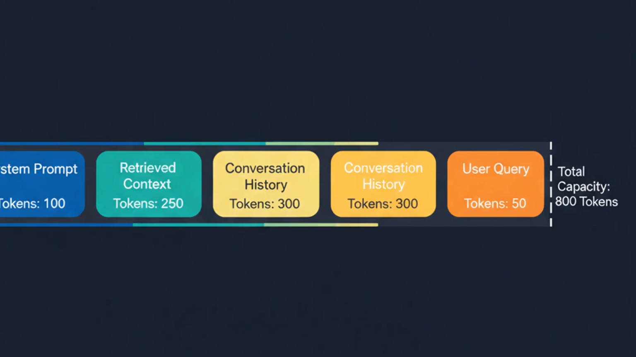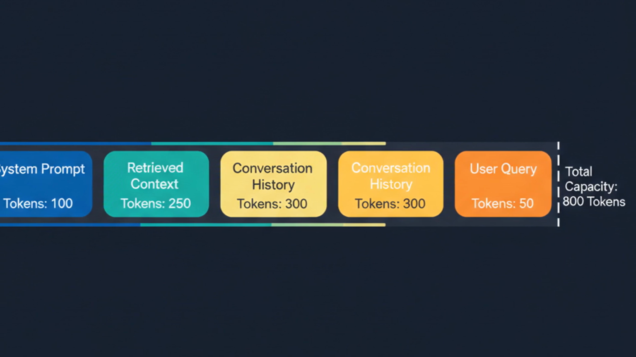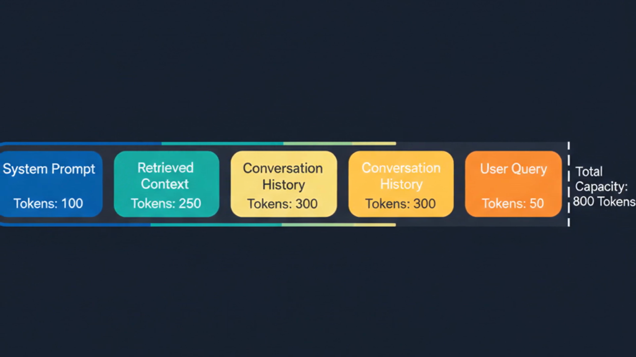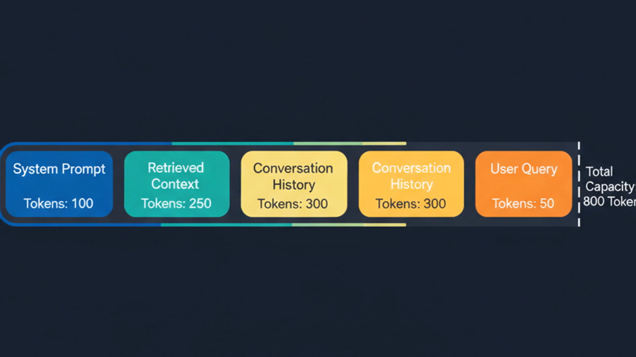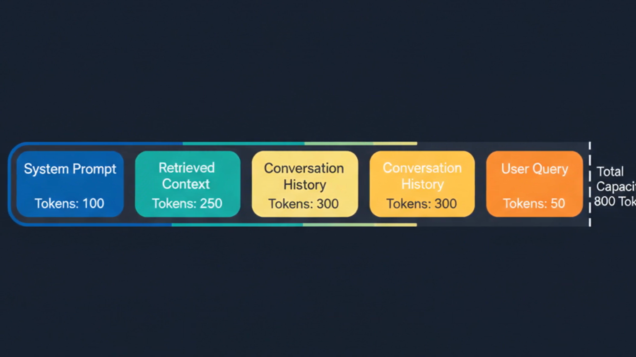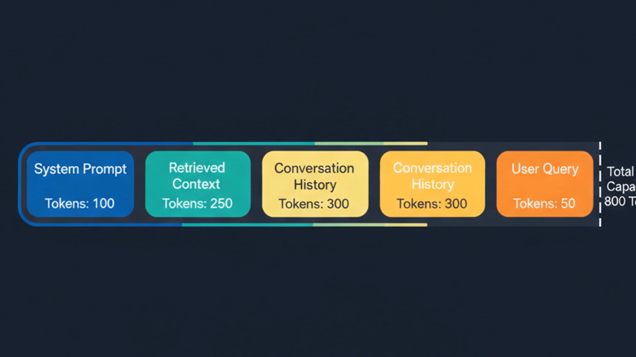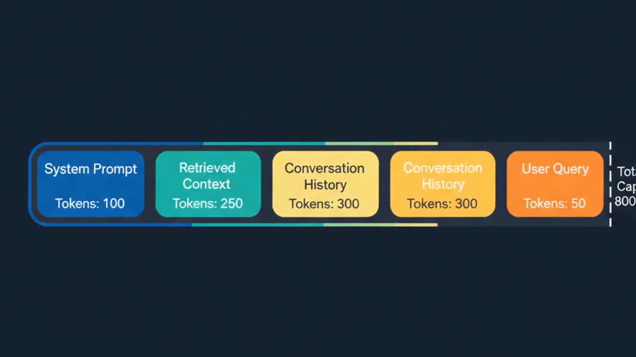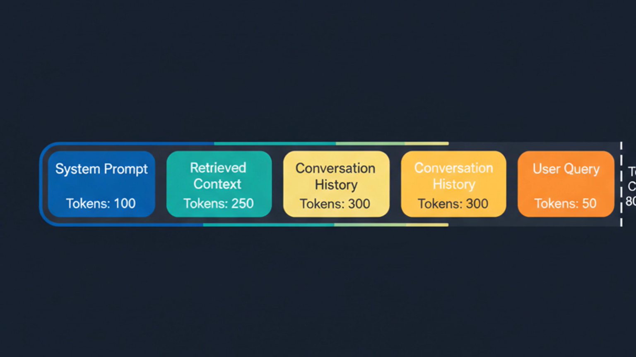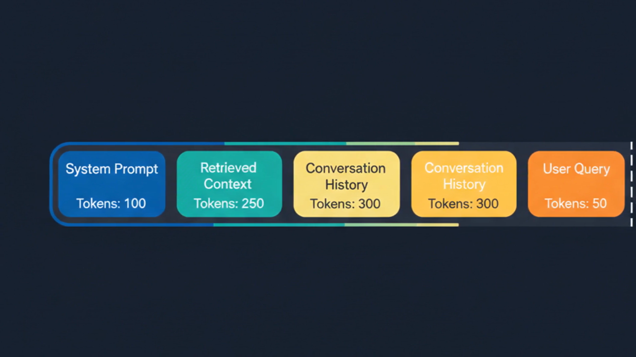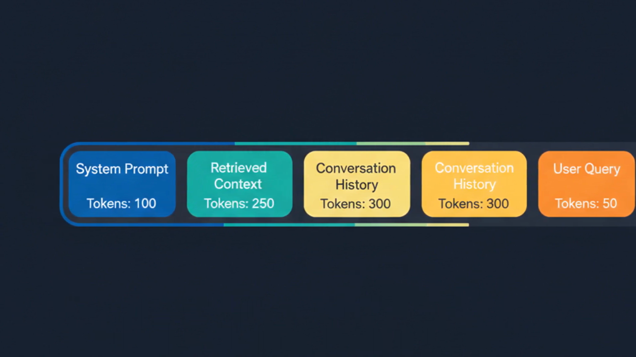LLMs have limited context windows. GPT-4 Turbo handles 128k tokens, Claude 3 goes up to 200k. Sounds huge, but it fills quickly. Your system prompt, retrieved chunks, conversation history, and the question itself all compete for space. Retrieving too many chunks wastes context and increases cost. Too few, and you miss relevant information. Production systems dynamically adjust retrieval based on available context budget, prioritizing the most relevant chunks.